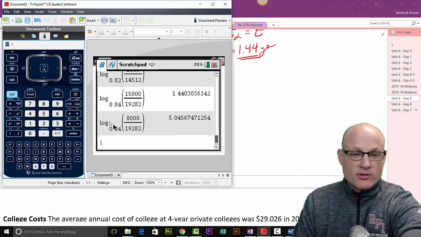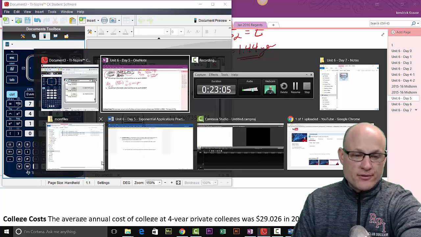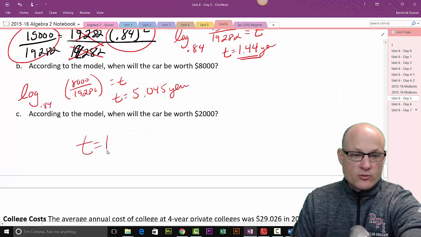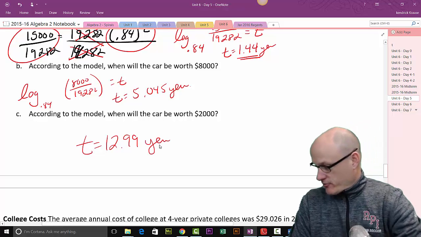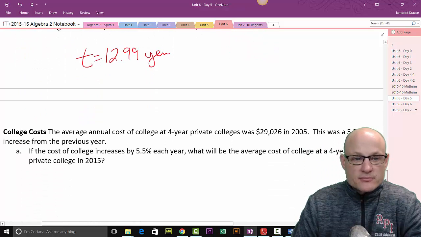And we'll do it one last time. When's it going to be worth 2,000? After t equals 12.99 years. So basically 13 years from now, it will be worth $2,000.